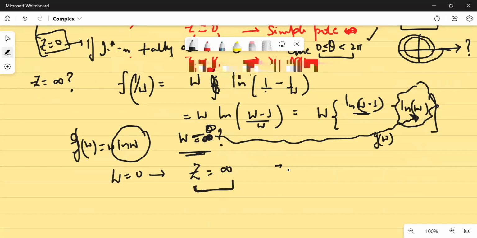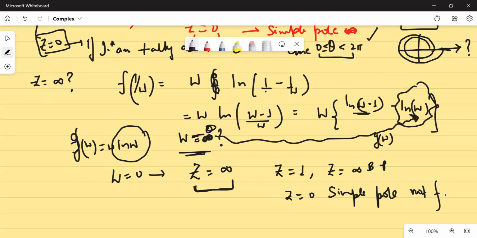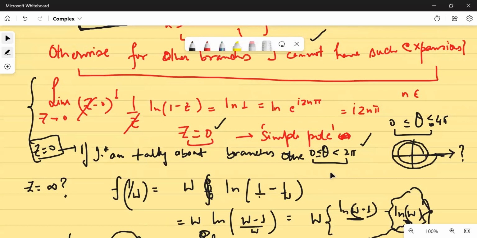Okay. So clearly two things can be said, z equal to 1 and z equal to infinity are branch points. What I can say is that z equal to 0 is a simple pole only for the other branches, not for the principal branch. So for all other branches, z equal to 0 would be a simple pole. And this was the question that was asked. Okay. Is that clear to you?